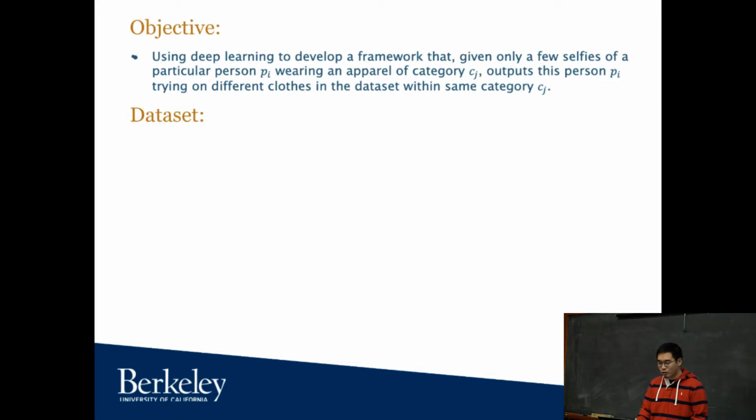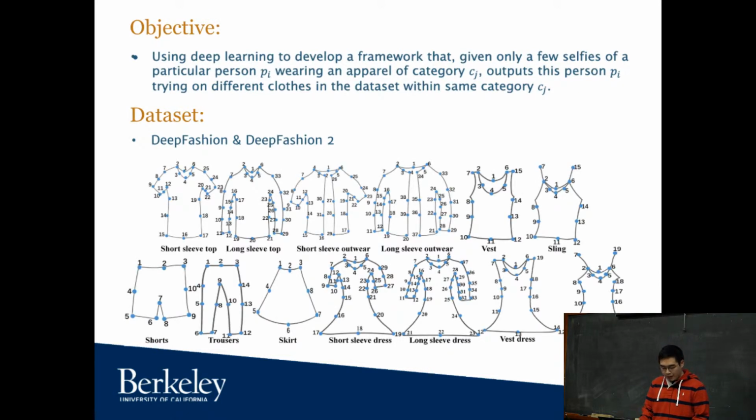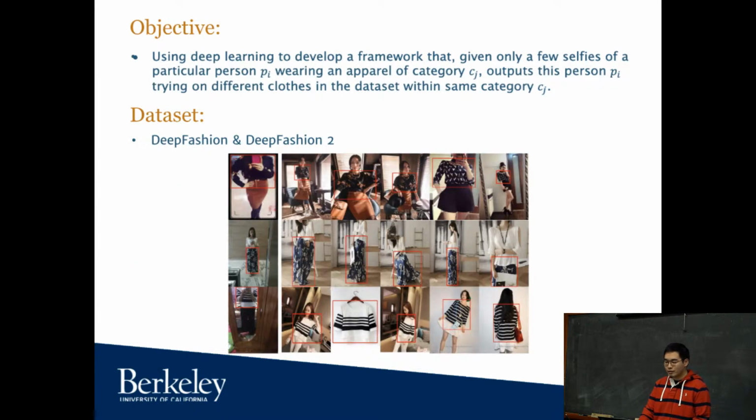And the dataset we'll be using is called DeepFashion and DeepFashion2. It is crawled mostly from Taobao, an e-commerce website that sells different goods and clothes. It consists of 294 landmarks covering 13 categories of different clothes. Notice that the number of landmarks for different clothes is not the same. Also, the photos are taken from both the seller and the customer, from different angles and different poses.